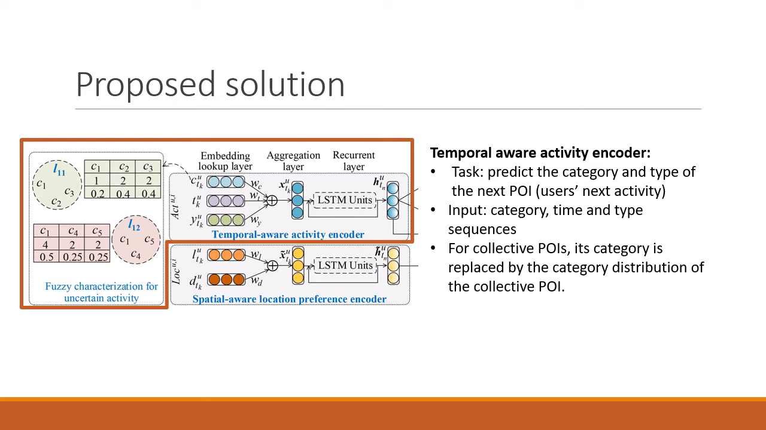It should be noted that a collective POI does not have a single category, and we do not know which category the user actually visited. Thus, we replace its category by the category distribution within the collective POI. For example, Mall L11 has 1 POI of category 1, 2 of category 2, and 3 of category 3. The category embedding of L11 will be a weighted average of C1, C2, and C3.